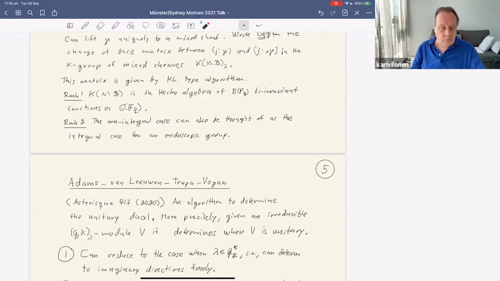I guess the reason for doing this in an algorithmic way is that after many, many years of effort, nobody was able to give a more conceptual answer that would tell you when the representation is unitary.